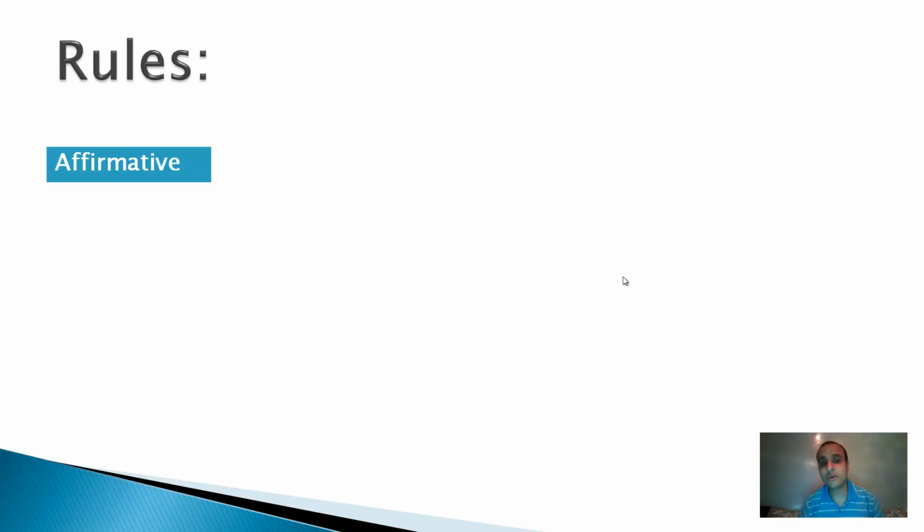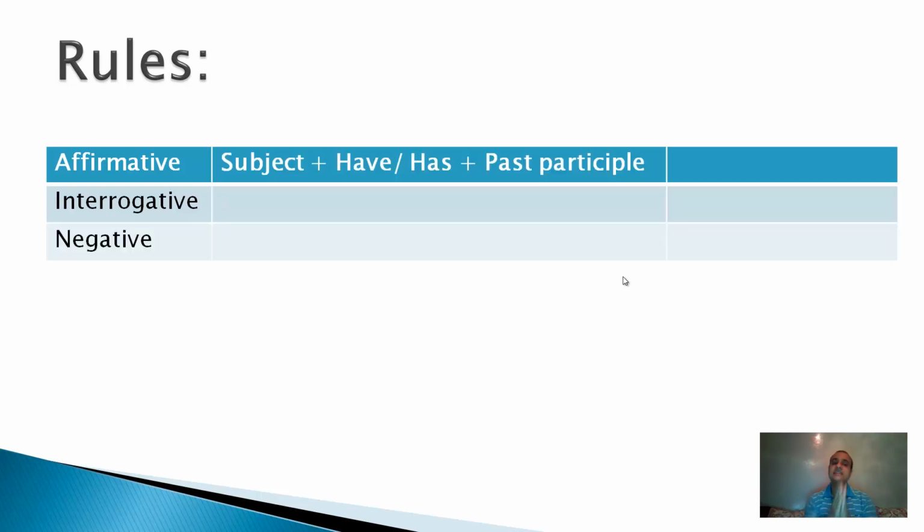Like all the tenses, we have three forms. We have the affirmative, the interrogative, and the negative. In the affirmative, we have subject plus have or has plus the past participle. So we use have with I, you, we, they, and we use has with he, she, it. You know this. Like for example, have got.